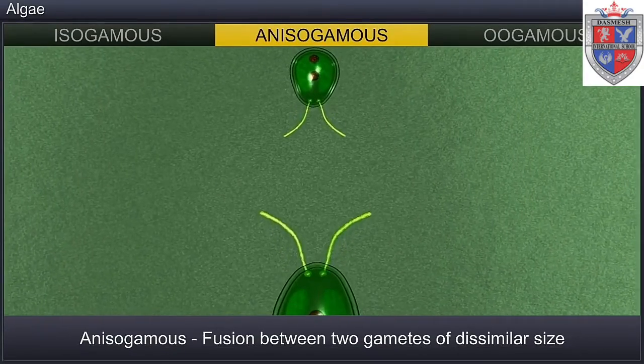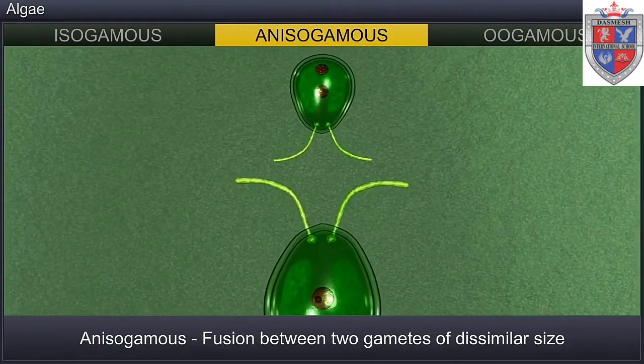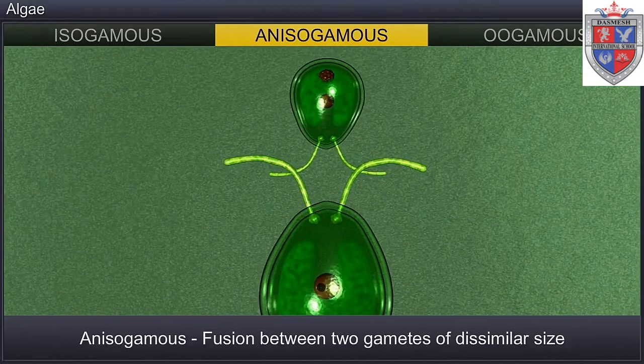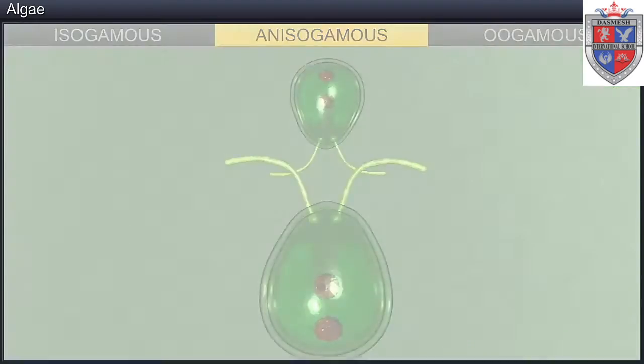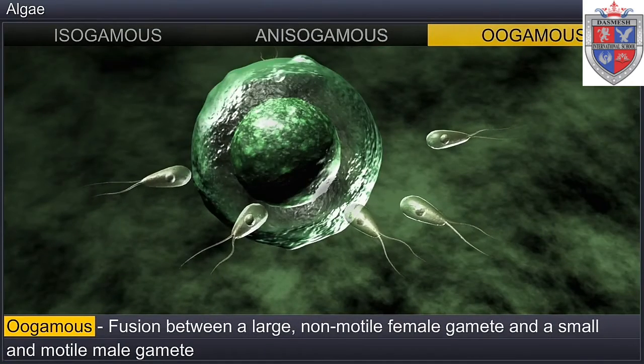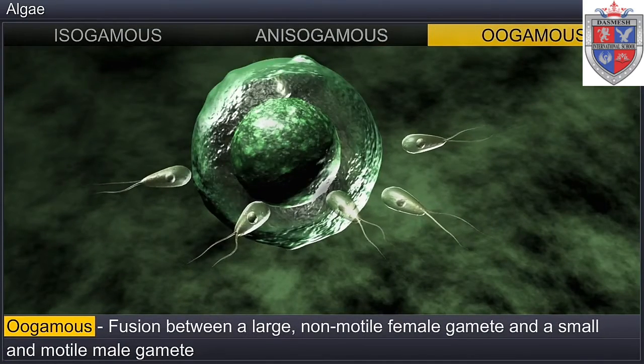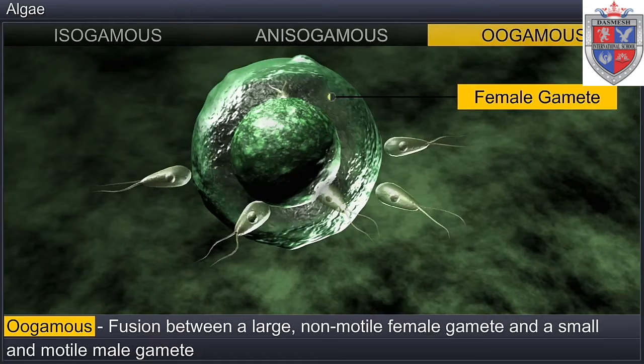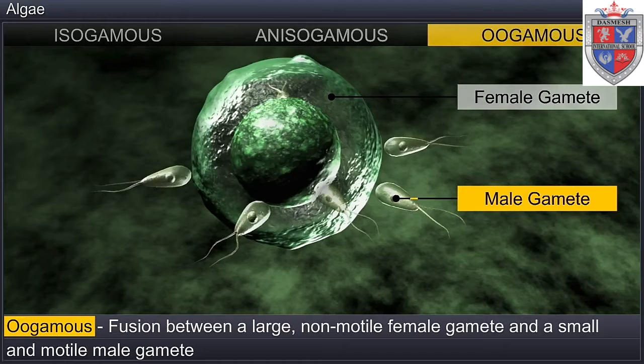When the fusion of two gametes of dissimilar size takes place, it is known as anisogamous reproduction. On the other hand, if a large non-motile female gamete fuses with a small motile male gamete, then it is termed as oogamous reproduction.